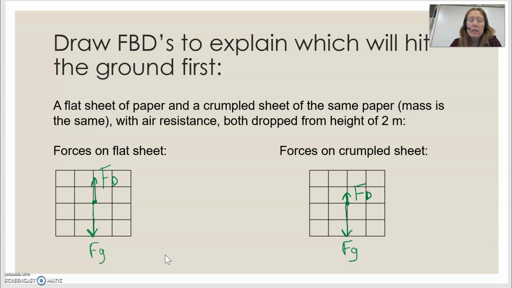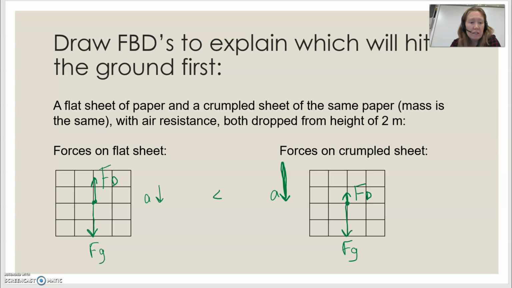Because the net force has an acceleration, the flat sheet is accelerating down. The crumpled sheet is as well. They both have an acceleration down. But the flat sheet is accelerating less than the crumpled sheet because the net force in the down direction is less. Gravity is winning to a greater extent for the crumpled sheet.